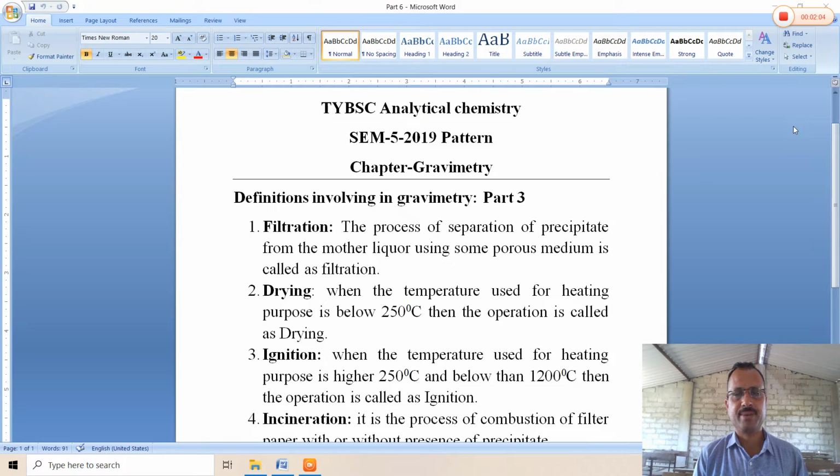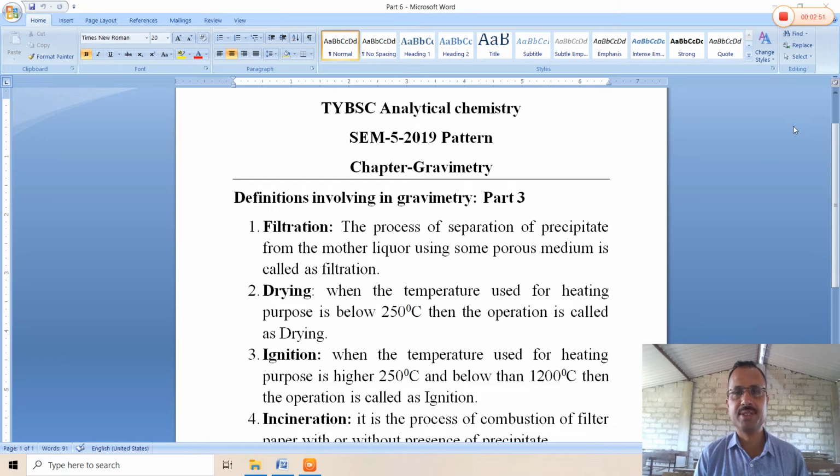Now the next one is drying. The second definition is drying. When the temperature used for heating purpose is below 250 degrees centigrade, then such an operation is called drying. So drying is one type of heating operation, but here the desired temperature that can be employed is below 250 degrees centigrade. So that any type of precipitate, in the form of any composition, should be achieved in a constant composition form, drying and ignition are operations that have to be performed on the precipitate. When the temperature used for heating is below 250 degrees centigrade, such an operation is called drying.